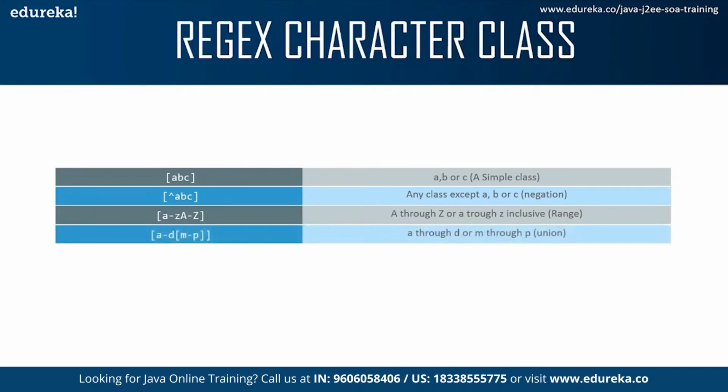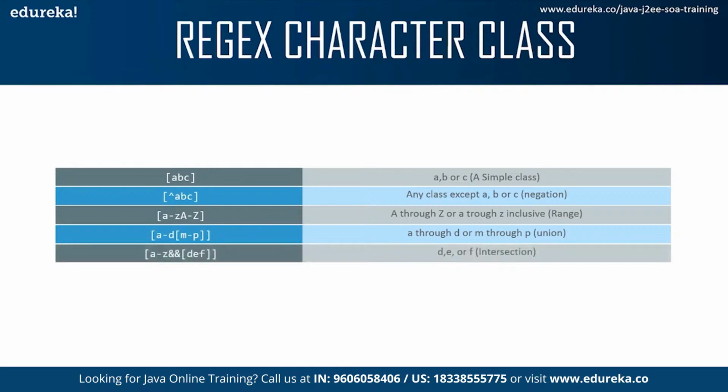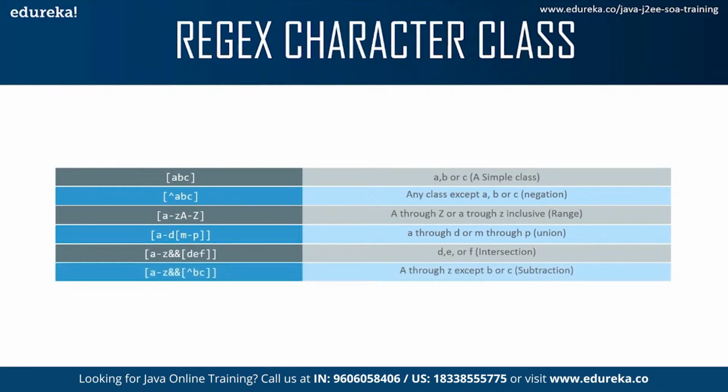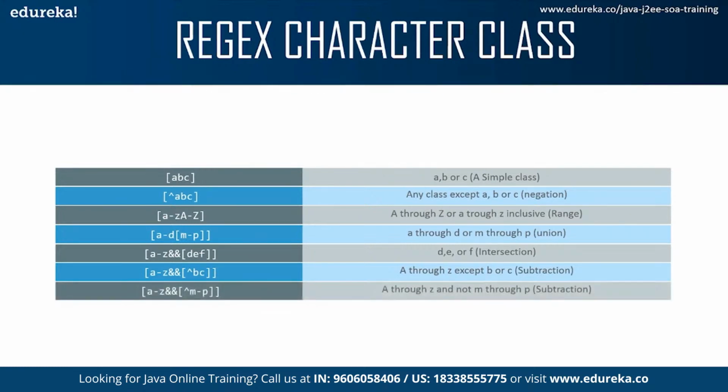Next, it has [a-d[m-p]], that is a union, a through d or m through p. Next you have [d-f&&[a-z]], which is an intersection. And next you have [a-z&&[^bc]], which is a through z except for b and c. That is a subtraction, where you have to negate b and c. And the last one is [a-z&&[^m-p]], a through z and not m through p. So these are the various categories of a character class.